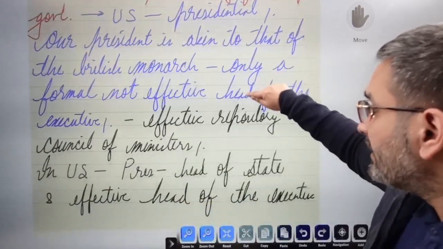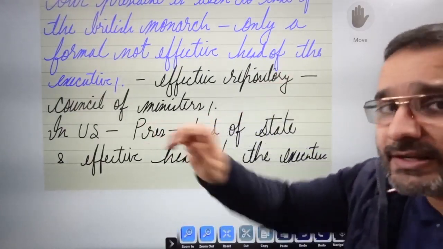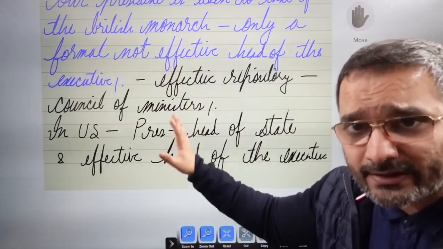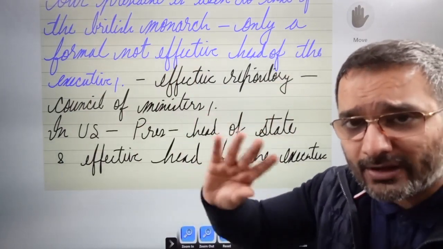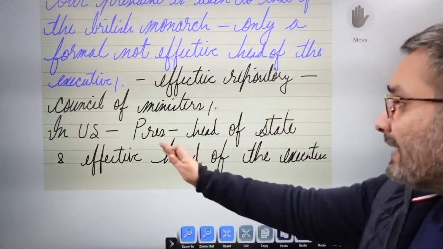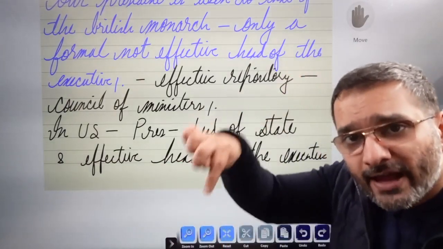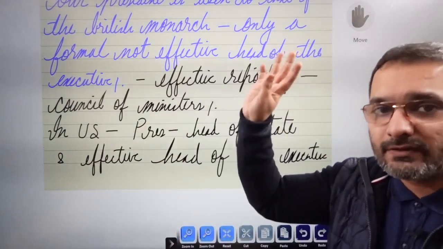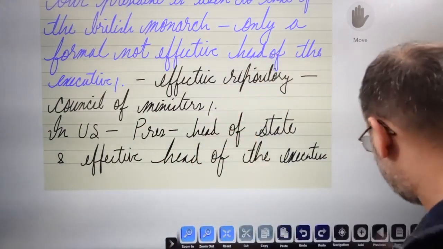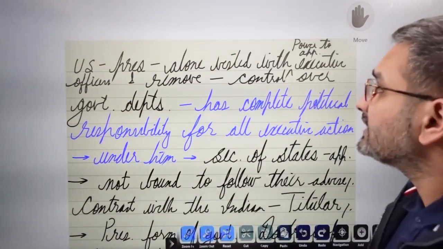The effective repository of power is the Council of Ministers. Note everything down in this manner only, it will form good language for your answers. In the US, the president is the head of the state and the effective head of the executive. All right. So write that down as well. Let's move on to the next page.